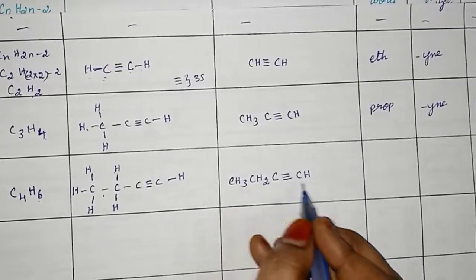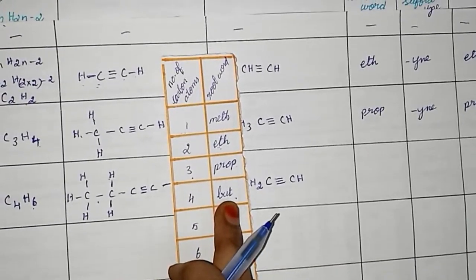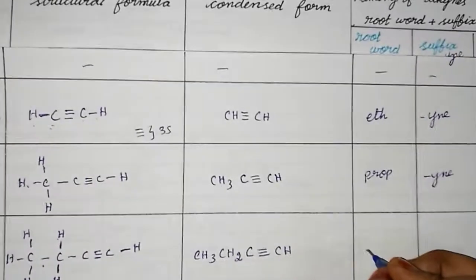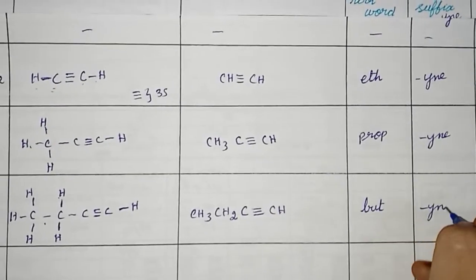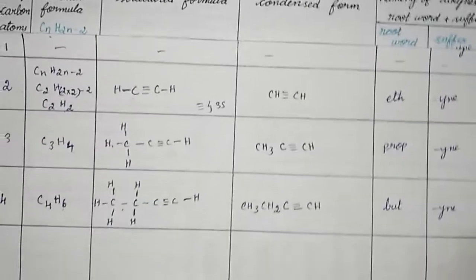Okay, so how many carbons are there? 1, 2, 3, 4. So what is the root word for 4? But. So the suffix is YNE. Now butyne. The name for C4H6 is butyne.